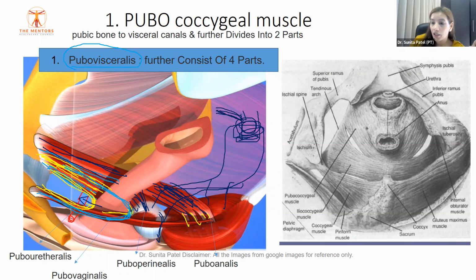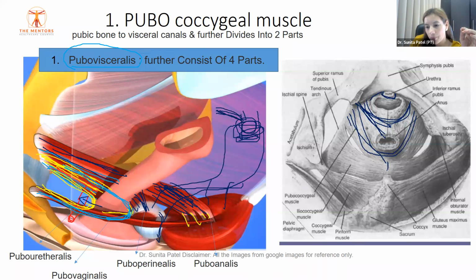So in this image, from pubic to urethra, pubourethralis. From pubic, the muscle fibers go all the way here, pubovaginalis. Pubic to perinealis here, and then analis. Pubic to rectalis. Can you see all these muscle fibers, pubic to rectalis? These are all pubic fibers coming, and they are not going all the way up to the back. They will always stay around this particular body, the anococcygeal body.